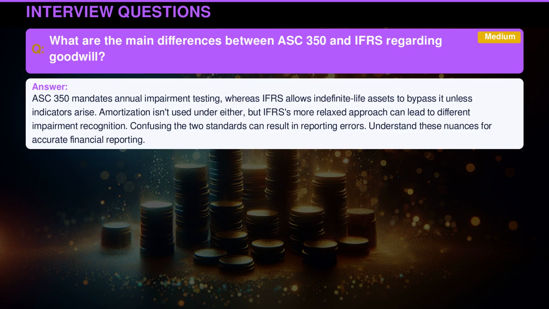ASC 350 mandates annual impairment testing, whereas International Financial Reporting Standards allows indefinite life assets to bypass it unless indicators arise. Amortization isn't used under either, but International Financial Reporting Standards' more relaxed approach can lead to different impairment recognition. Confusing the two standards can result in reporting errors. Understand these nuances for accurate financial reporting.